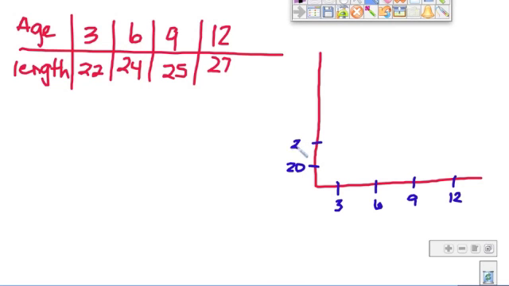20, 22, 24, 26, 28. All right. So now let's graph my points. I'm going to go over 3 to 22. I'm going to go over 6 to 24. 9 to 25, which should just be right below that 26 there. And 12 to 27, again being right below that 28.